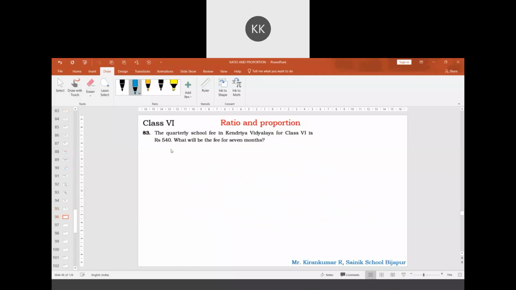Question 51. The quarterly school fee in Kendriya Vidyalaya for class 6th is rupees 540. What will be the fees for 7 months? It's a very easy question. Per month we can calculate, then for 7 months we can calculate easily. So if I want to directly write, the fee for 7 months will be equal to 3,780.